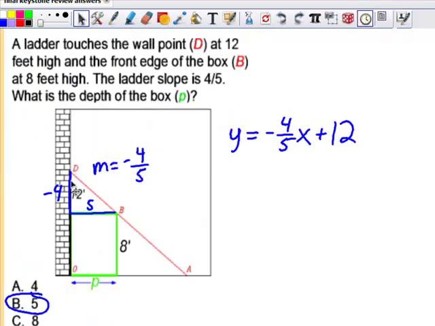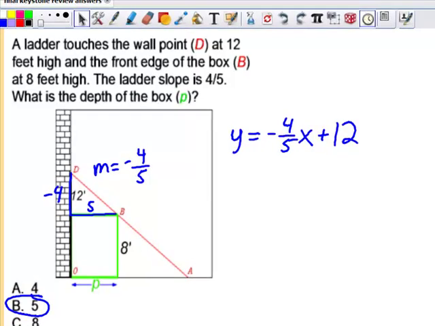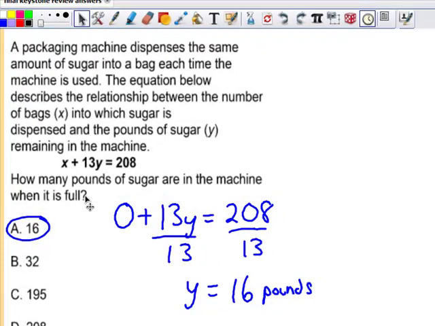This next one, again, reasoning skill. We're told that the slope of this ladder is 4/5. Technically, it's negative 4/5 because it's going downhill. This where I have my cursor here, that's at 12 feet. You drop down to 8 feet, you're dropping down 4, and then the run has to be 5 to get to B. So easy choice is option B. Okay, negative 4/5.